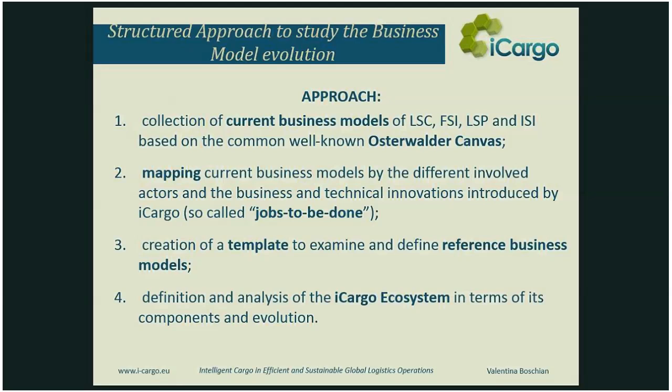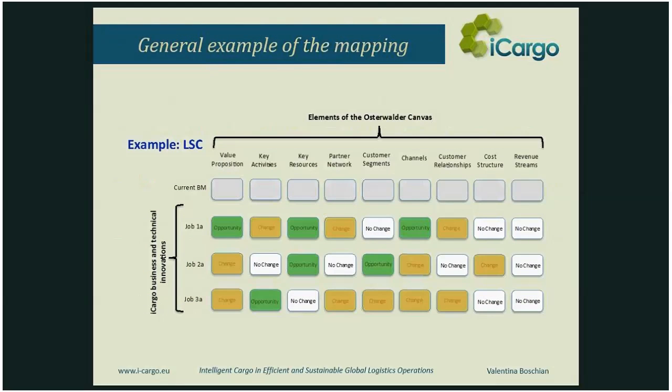Finally, we defined the evolution of the new business model obtained by this template. And on the basis of this output, we are able to make assumptions about the evolution of the market of the different categories of the logistic actors involved in the iCargo ecosystem. Let's see now the proposed template.